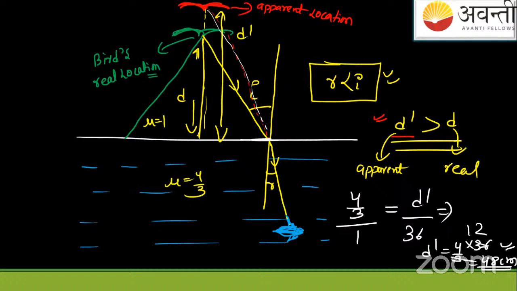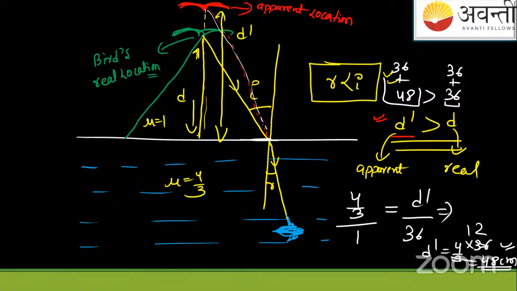And you can see d dash is 48, and the original was how much? It was 36 from that medium separating. If you want to see it from the fish level, you can add 36 here. And from the fish, how much was it? 36 plus, add them. You will get the value of d dash, which will always be greater than d.